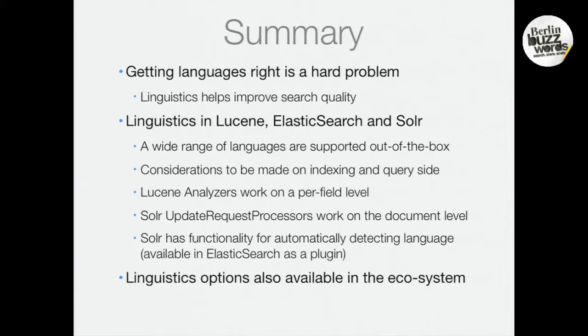Just to wrap up, getting language right, I think, is a hard problem. And doing this right really helps search quality. So there's a wide range of language support available out of the box in Lucene, Elasticsearch, and Solr. Considerations need to be made on the indexing side and query side on what sort of features to use. Lucene analyzers work on a per field level, but Solr's update request processors work on the document level.